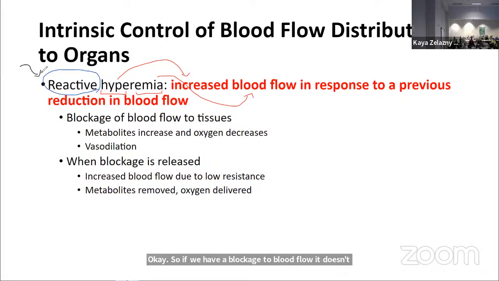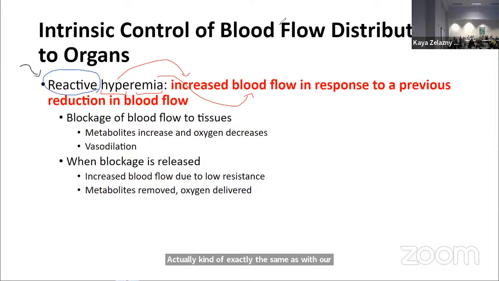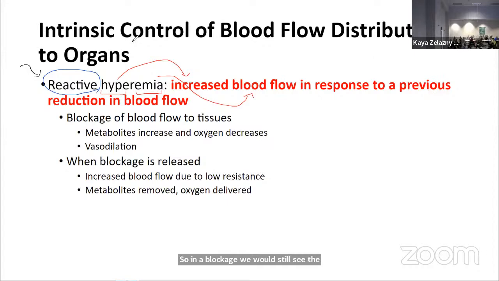Okay, so if we have a blockage to blood flow, it doesn't have to be actually clamping a blood vessel. Another time you'd really see this is clots. A blood clot could block blood flow. There are lots of things that could block blood flow. Ultimately, this control is still working pretty much exactly the same as with our active hyperemia. It's just that the cause of that buildup or that disruption of the steady state is different. In a blockage, we would still see the same thing happening, except now we have a different reason.